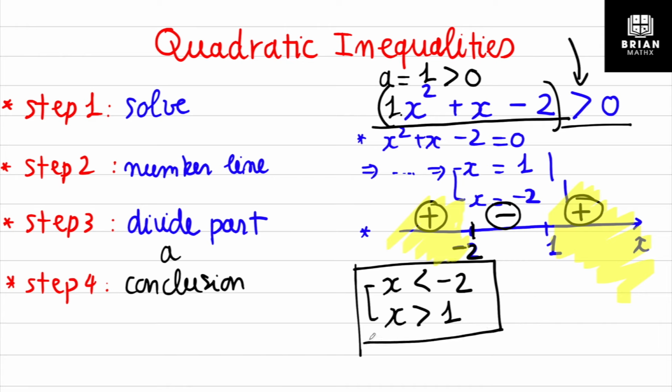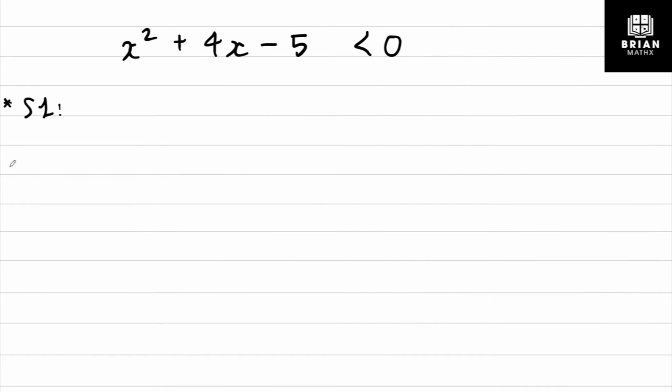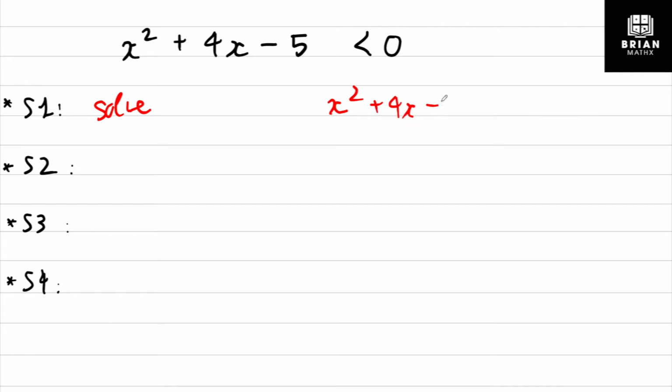Of course, this is not easy, so let's take a second example. The second example is x squared plus 4x minus 5 less than 0. So the first step, I solve the quadratic equation first. I change this inequality into a quadratic equation like this, and after some steps I solve it. This gives two values of x: the first x is 1 and the second x is negative 5.